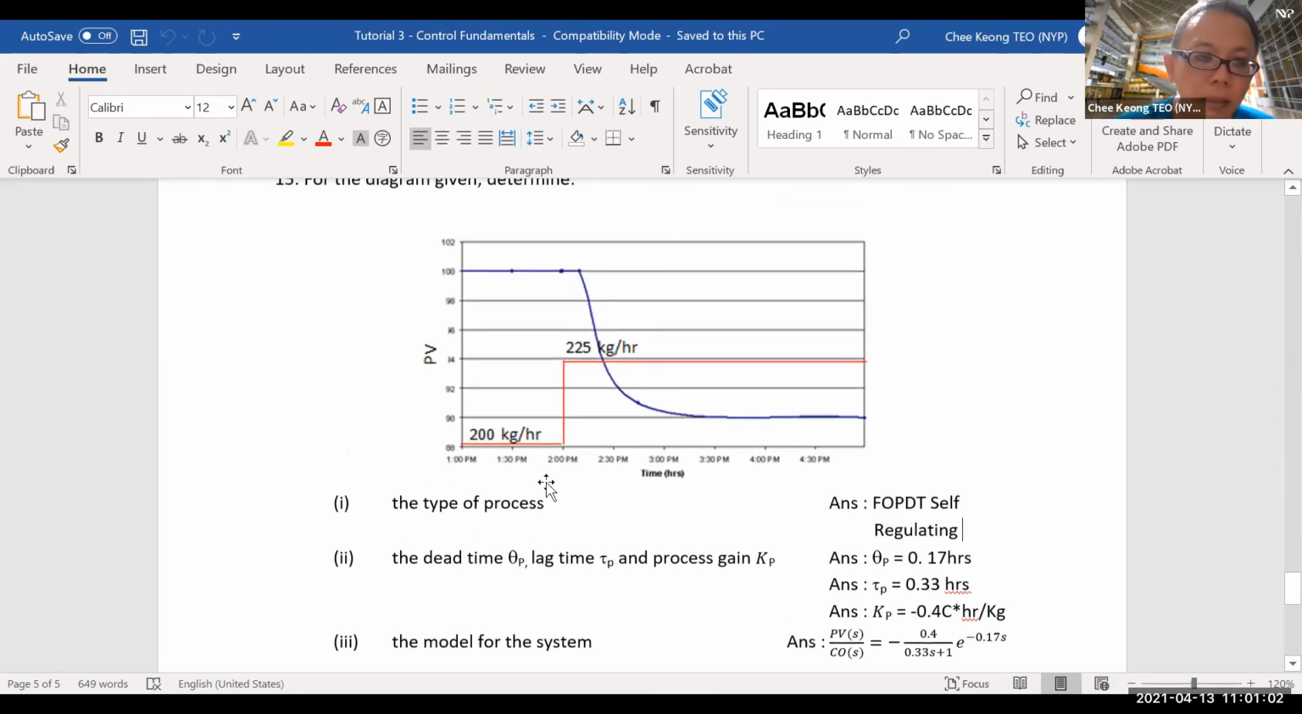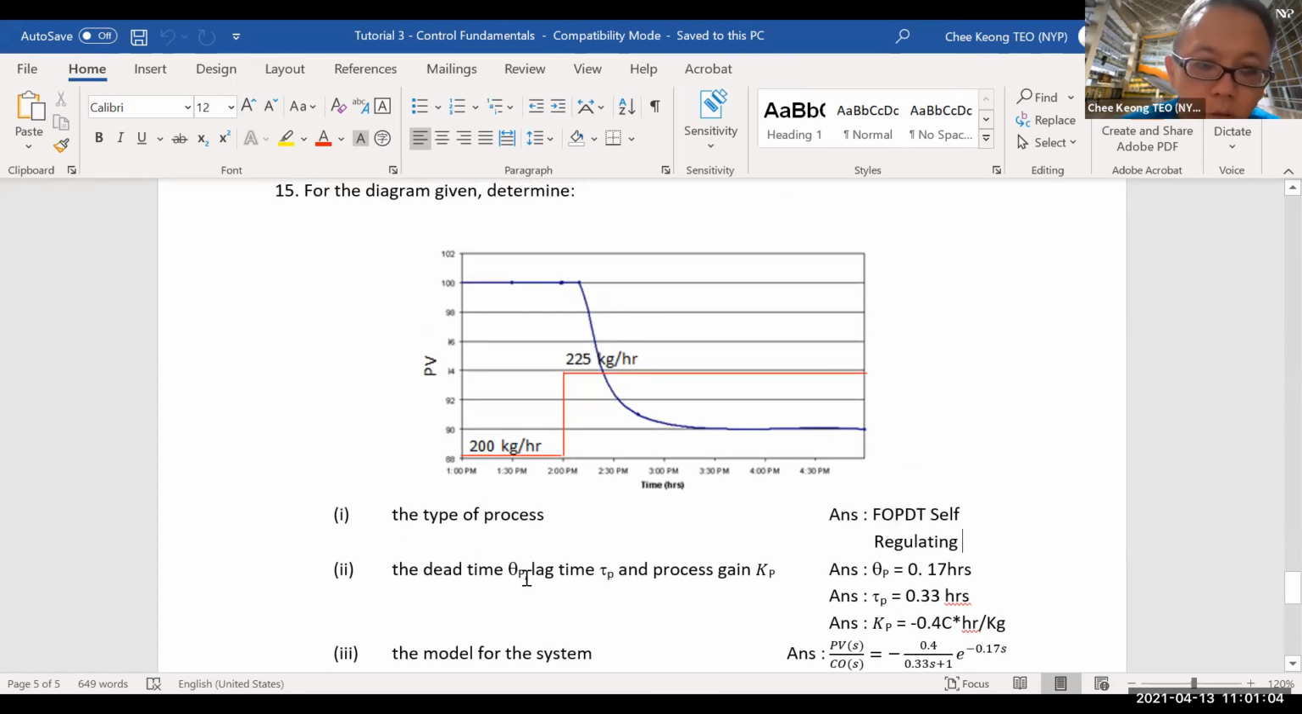Now the second one is they want you to find the dead time, the lag time, and the process gain Kp. Dead time is quite straightforward, right? You look at this time minus this time. So from the graph, they read it to be 0.17 hours. So that is your dead time.